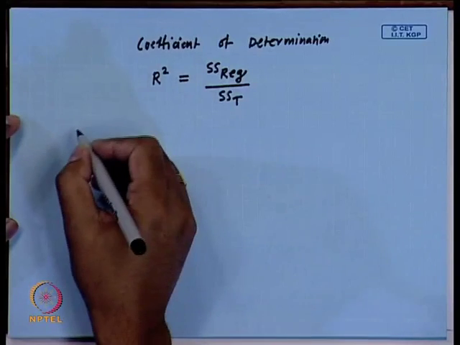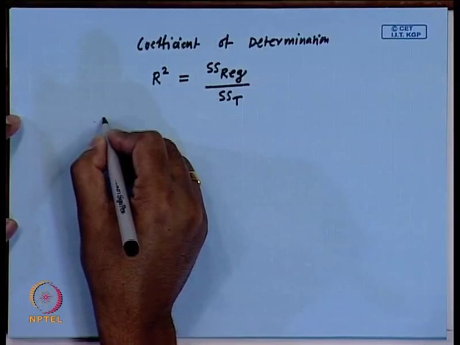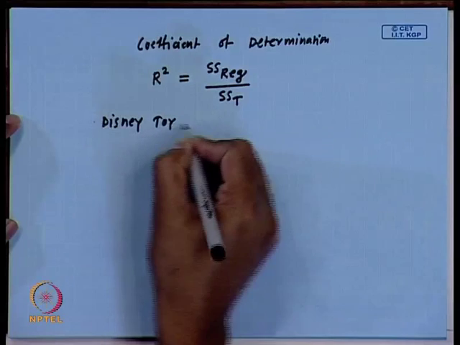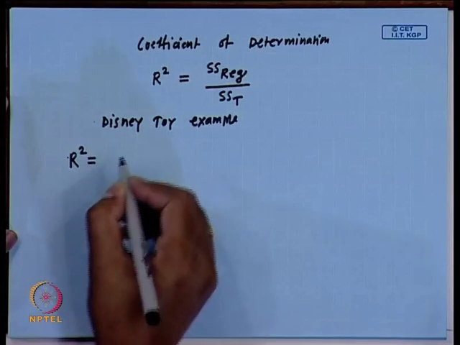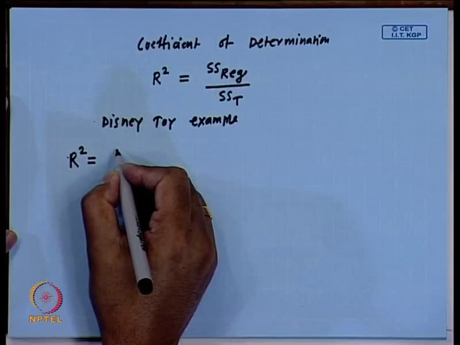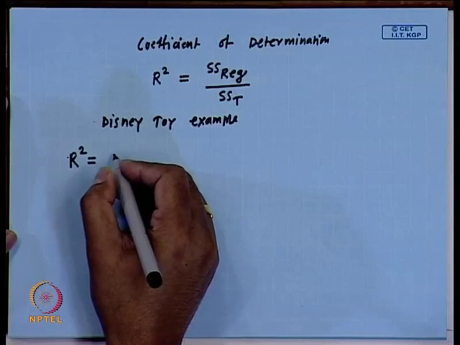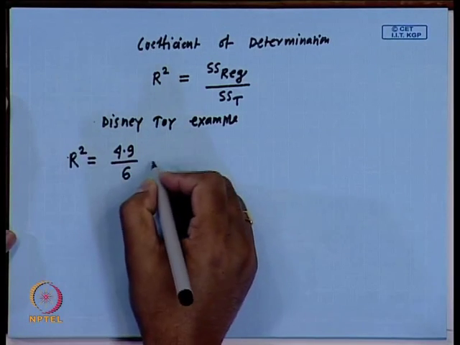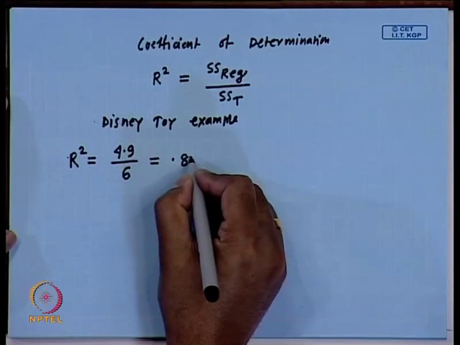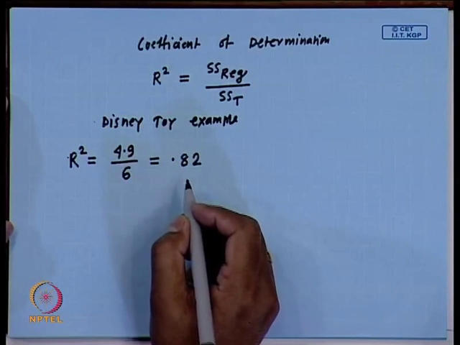For example, if we consider the Disney toy example, there R square is equal to SS regression, which was 4.9, and SST is 6. So, this is equal to 0.82. The meaning of this one is that 82% of the total variability in the response variable, or the total variability in sales amount, is explained by the amount of money spent on advertisement.